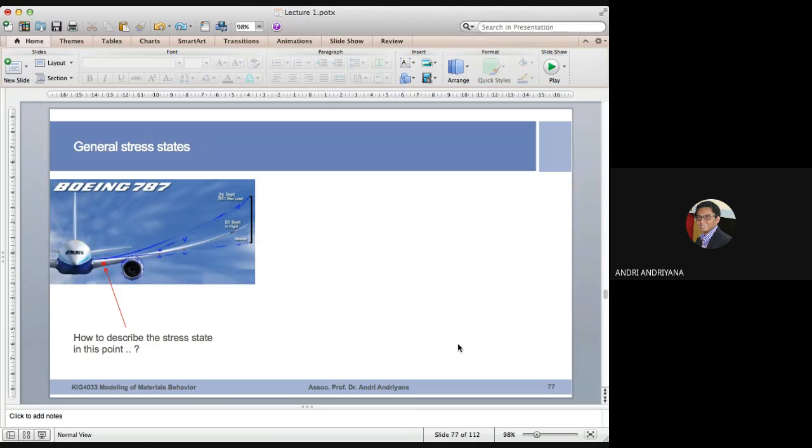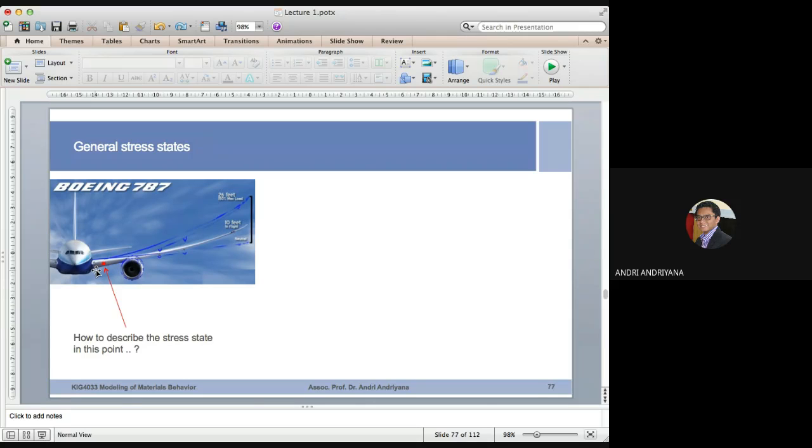Now, how do we describe the stress state in real components? Okay. I take the example of the wing of an aircraft. You know that during service, the wing of an aircraft can flex from its natural position, depending on various aspects: the load, velocity, and so on. So let's say that I want to investigate the stress state at one point located on the wing. For instance, this one, I call it point Q. Okay, how do we describe the stress state at this point?